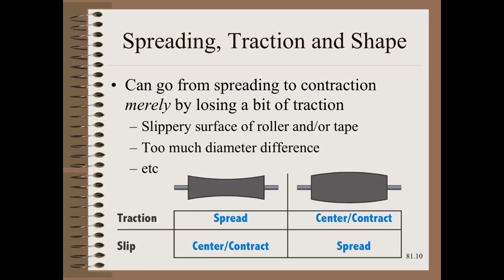As we covered in Web 101, we can go from spreading to contraction merely by losing a bit of traction on the concave roller. Conversely, on the convex roller, we could go from contraction to spreading if we lost traction. This behavior is pretty binary. You tend to go from goodness to badness with little in between. This application and sizing and troubleshooting all require understanding the overall principles as well as the details, especially the details of forces and traction.